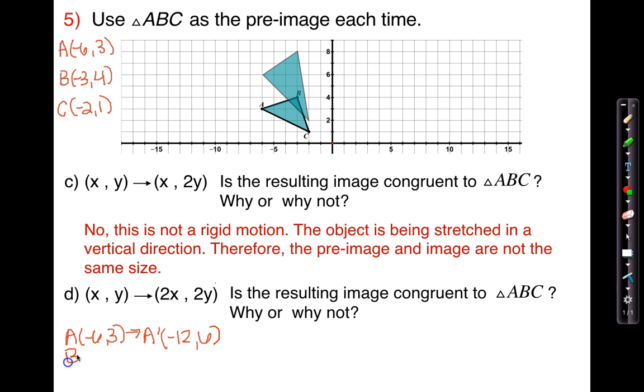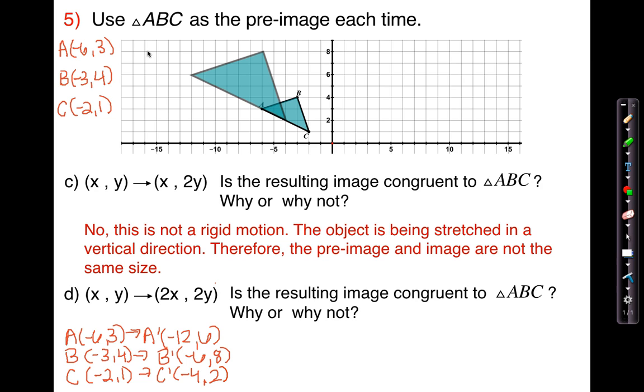Repeat the process for B. B is negative 3 comma 4, which is going to give me B prime, which is doubling the x, which is negative 6, doubling the y, which is 8. And then last but not least, for C, we have negative 2 comma 1. So C prime is going to be the double of x, which is negative 4, the doubling of y, which is 2. So once we plot that, you're going to find that the shape is going to end up looking like that.